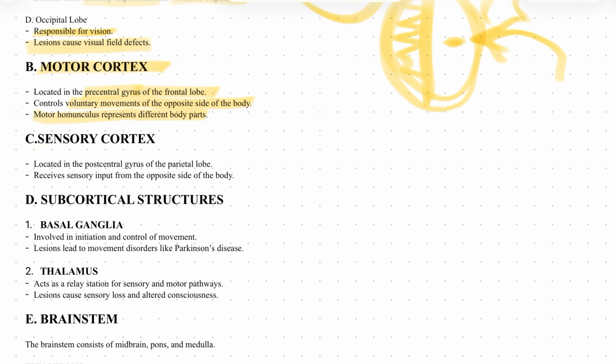Motor homunculus represents different parts of the body. Then sensory cortex, it is also similar to motor cortex. We will be discussing this also. Located in the post-central gyrus. This was in the pre-central gyrus. This is in the post-central gyrus.